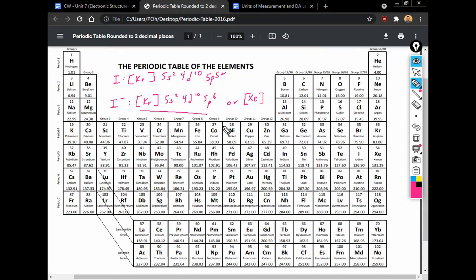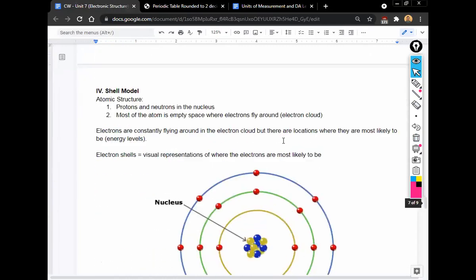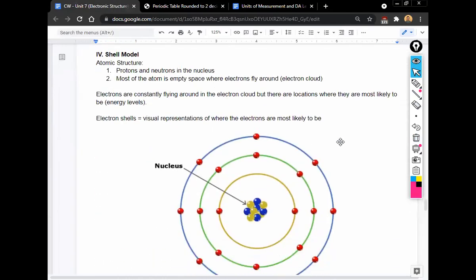This is actually going to carry us over into the next concept, which is the last one we're going to go over for this unit. The last thing we're going to go over are shell models, where we're actually going to draw the electrons now.